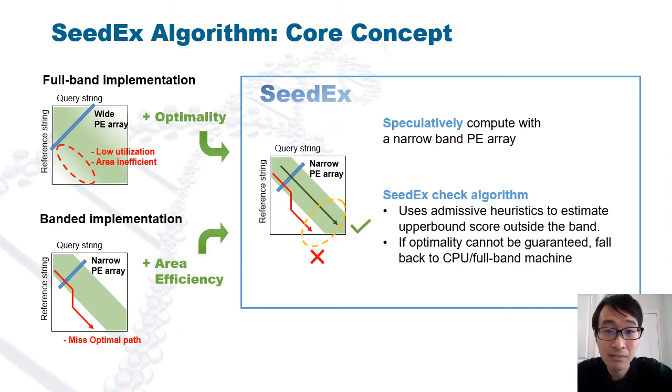SeedEx breaks this dilemma and takes the best of these two: optimality guarantee from the full-band design and the area efficiency from the narrow-band design. We adopt a speculation and test-based approach where we speculatively use narrow-band PEs and check if optimality can be guaranteed. If not, we fall back to CPU or a full-band machine.